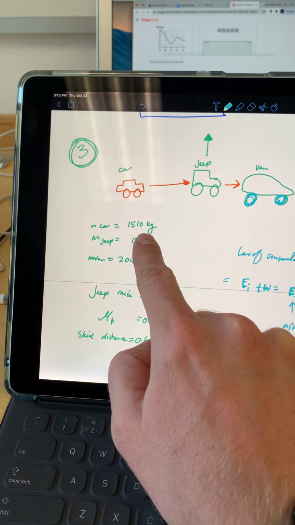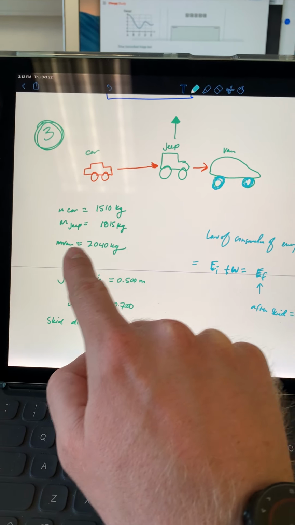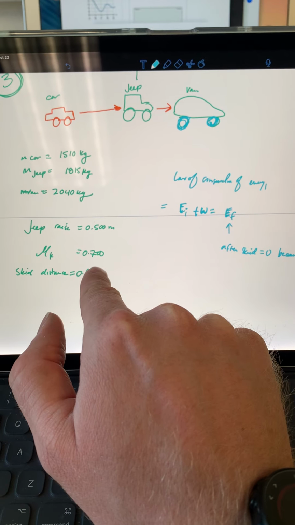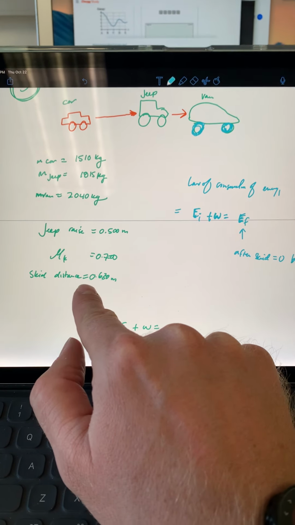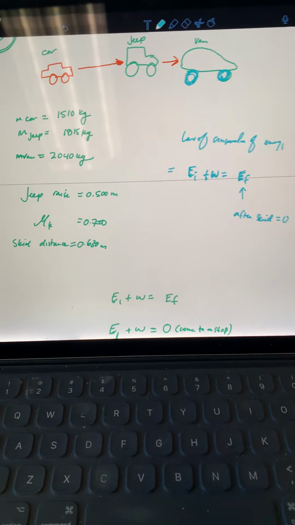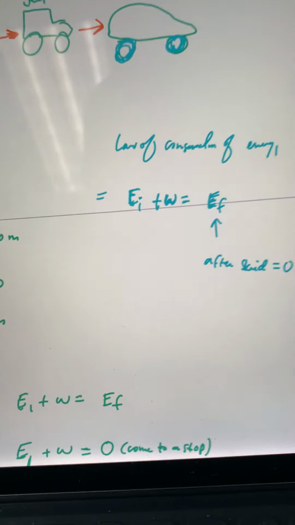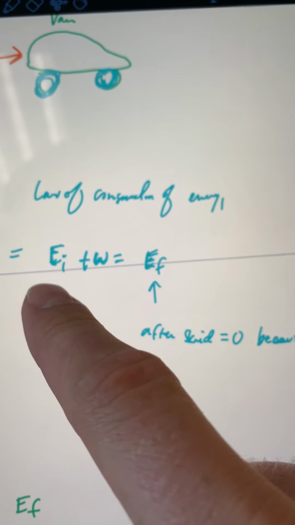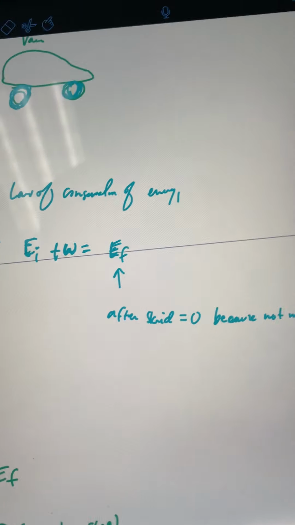The mass of the car is 1510 kilograms, mass of the Jeep is 1815, mass of the van is 2040. The Jeep raises 0.5 meters, the coefficient of kinetic friction is 0.7, and the skid distance is 0.63 meters. So the law of conservation of energy says that the energy final has to be equal to the energy initial plus the work done on the system.